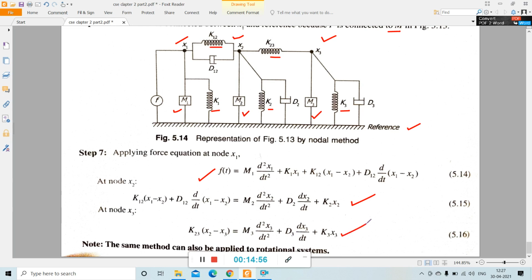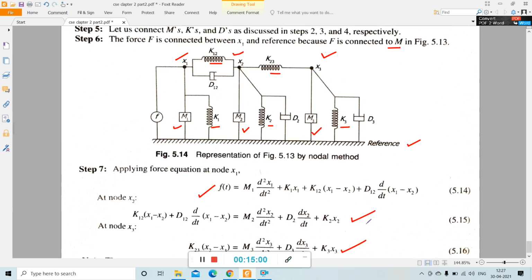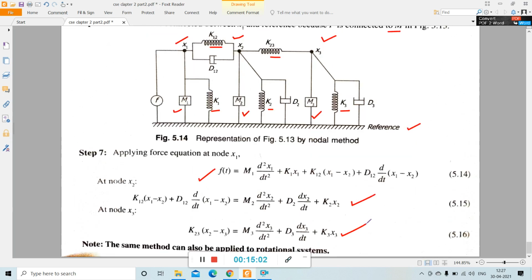So in this way we can represent one physical system in mathematical modeling. In the next class, or in the online class, we will solve some numericals related to this nodal method. Okay, thank you.